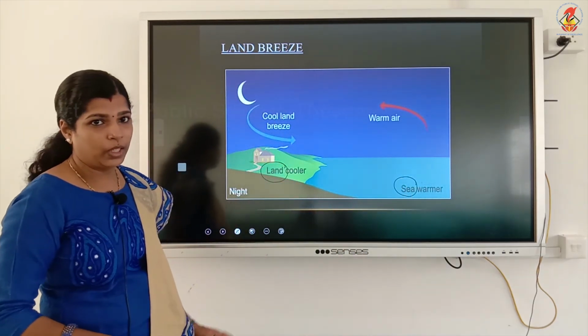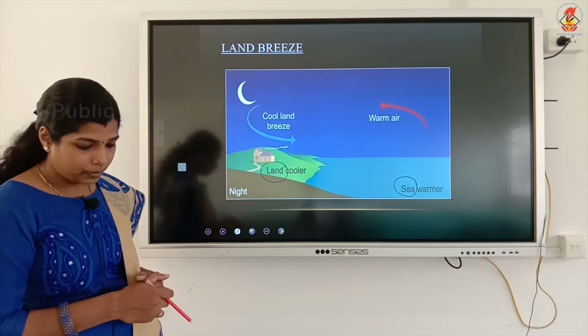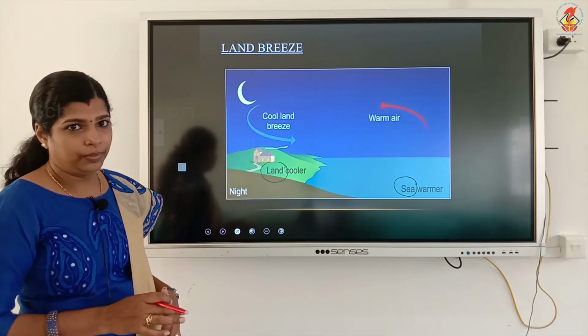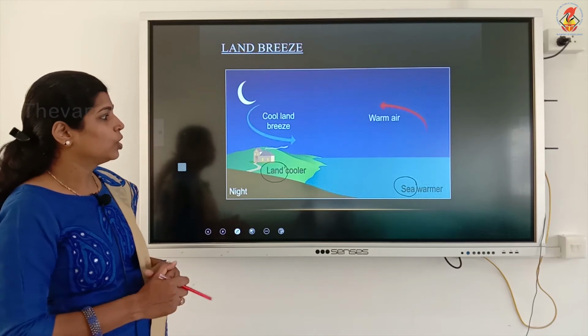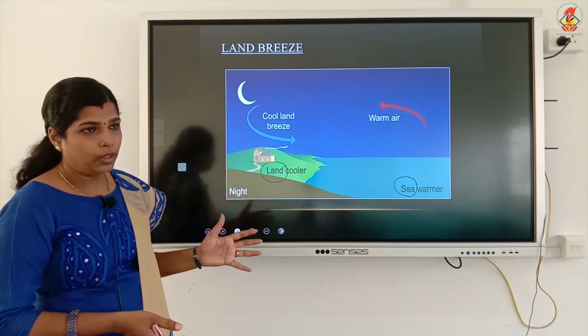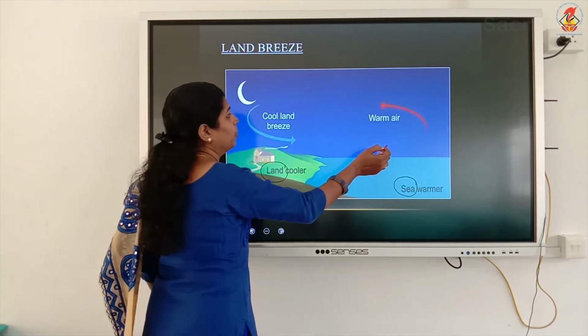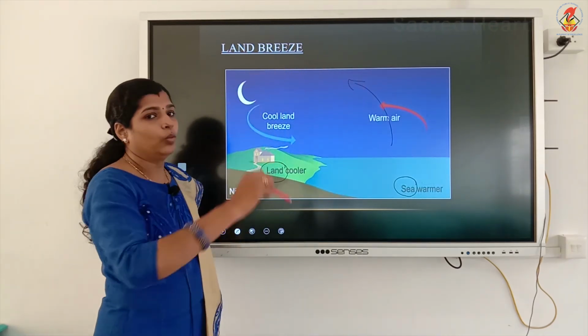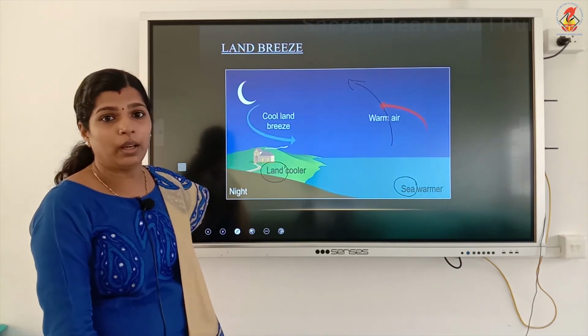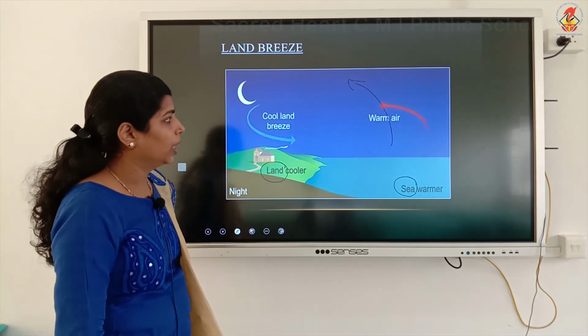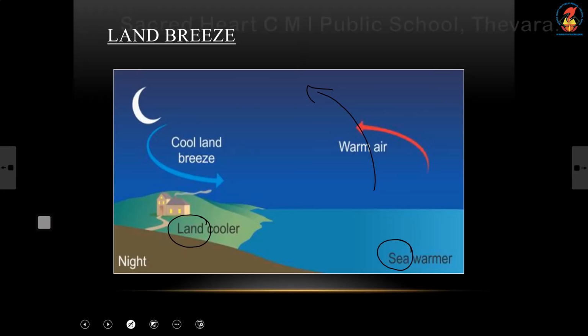The water will not cool down very easily. So, sea water will be warmer. So, air above the sea water will be warm. Warm air is lighter and it will move in the upward direction. So, what will happen? A space will be left there. So, cool air from the land will move towards the sea. That is known as land breeze.